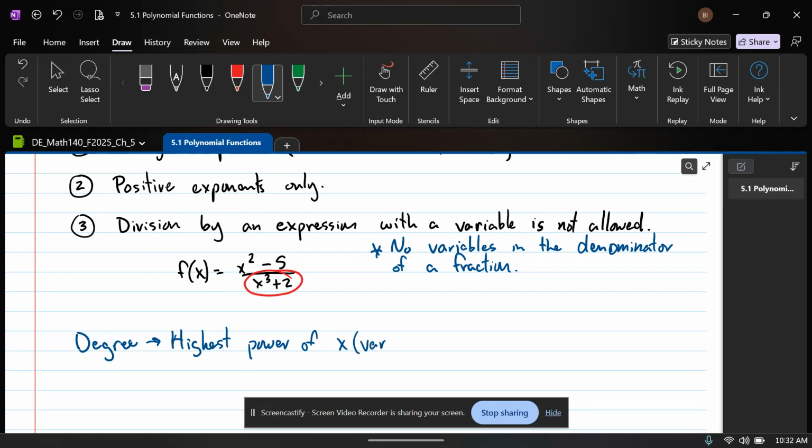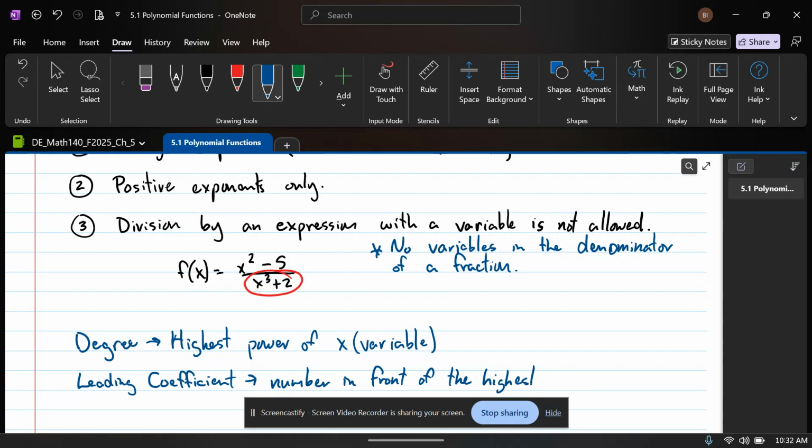Or highest power of your variable, whatever the variable is. The leading coefficient: the number in front of the highest power of x. Read a little bit more on your vocabulary list there.